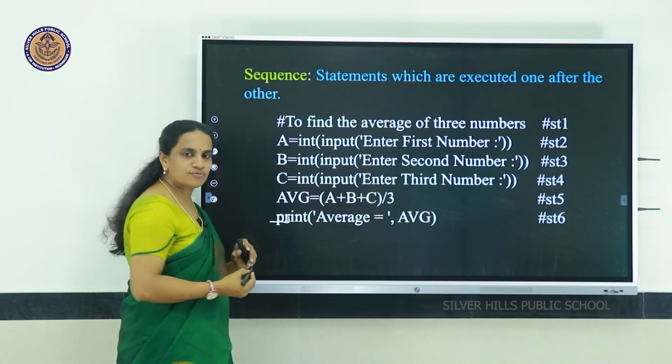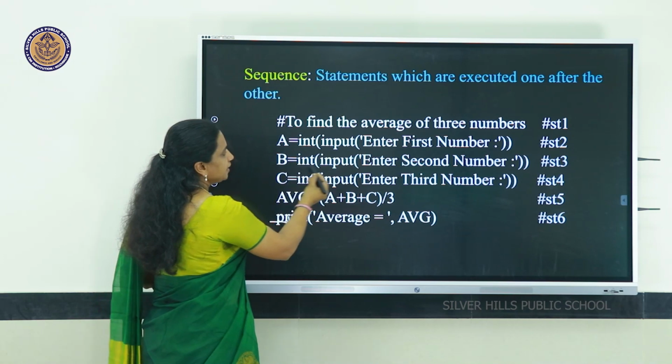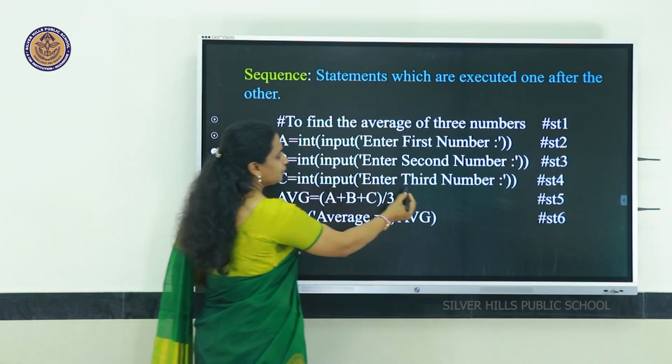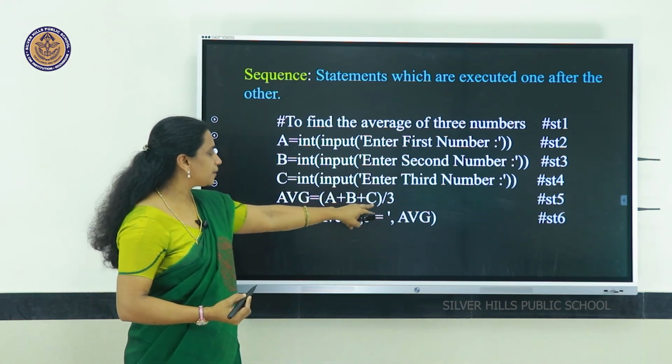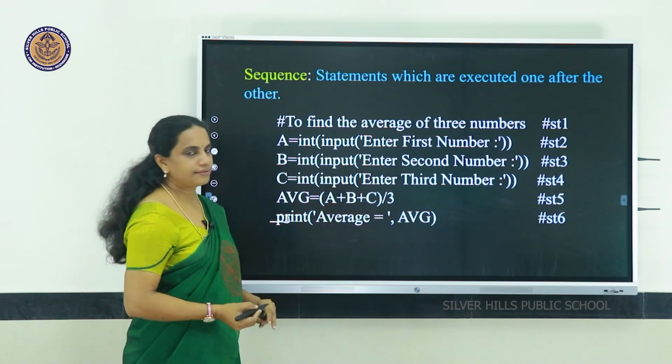This program is also for finding the average of 3 numbers. The second statement is for inputting the value of the second number, and the third one is for the third number. The next statement is average is equal to a plus b plus c whole divided by 3. Now, you can print average.